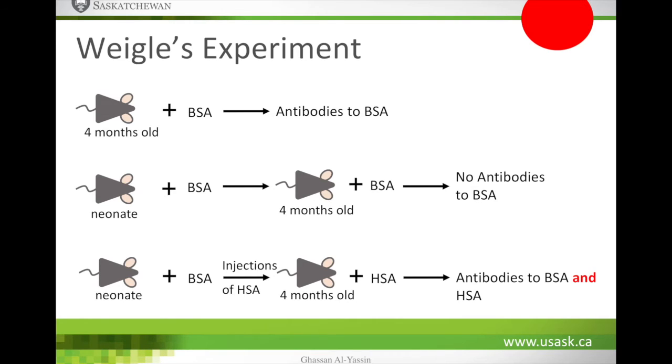Now, if you repeat this last step, but you also give HSA around 3 months of age, and then again around 4 months of age, the rabbit makes antibodies that can bind HSA and BSA. This was puzzling at the time because the rabbit was thought to be tolerant to BSA, but giving HSA somehow broke this state of tolerance.